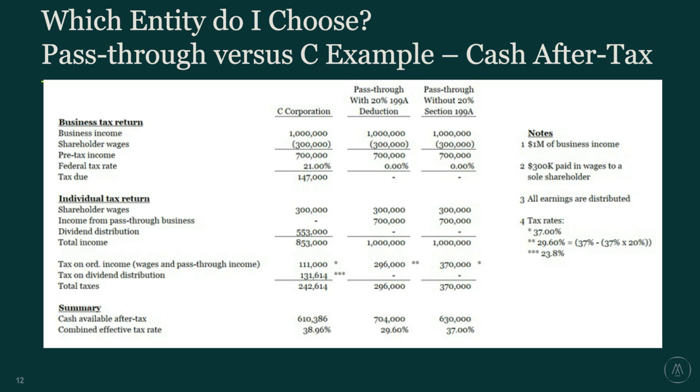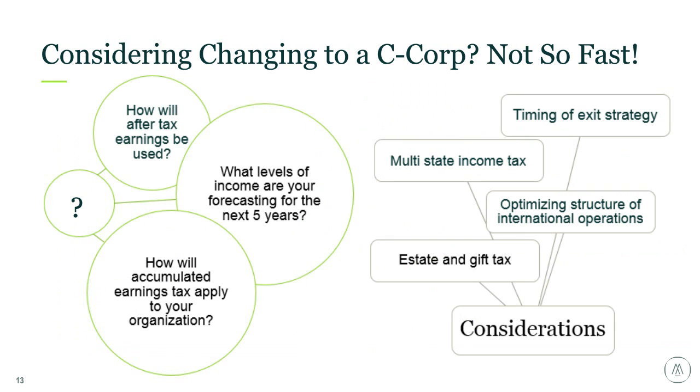And so the next slide here is us just brainstorming on, when you do your analysis on which entity is the correct or the best for your organization, what are the questions you should ask? For example, how will after-tax earnings be used? If you're going to distribute all of your earnings out, then probably that's going to be a significant factor for staying an S corporation.